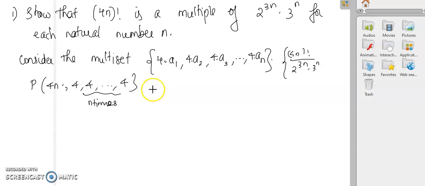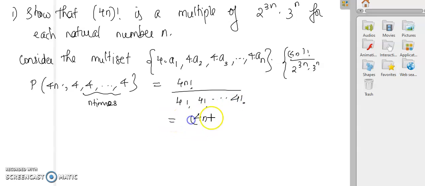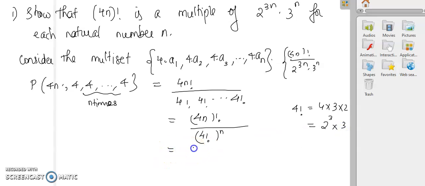So by the permutation formula, this will be equal to 4n factorial by 4 factorial, 4 factorial, etc., 4 factorial. So that will give you 4n factorial by 4 factorial whole raised to n. Now 4 factorial is 4 into 3 into 2 into 1, so that is 24, which is 2 cube into 3. So this can be written as 4n factorial by 2 cube into 3 whole raised to n. So that will be equal to 4n factorial by 2 raised to 3n into 3 raised to n.